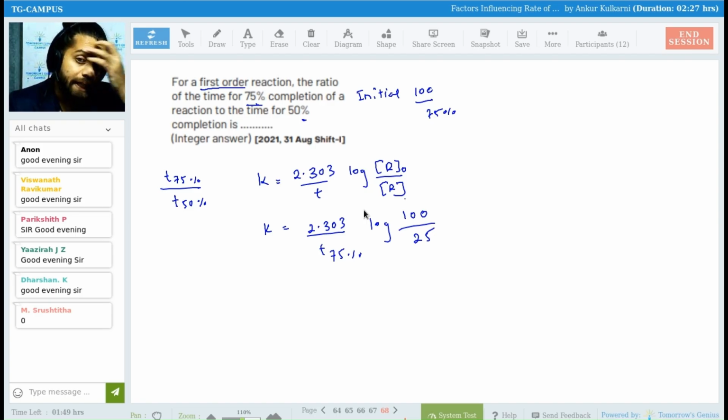Okay. Now see, you do not want the value of K. This is for 75%. Similarly, you have to calculate for 50%. Then you take the ratio. Simple. Even if the value of K is not given, you do not have to calculate it, because it is a rate constant. When you take the ratio, it will cancel out.